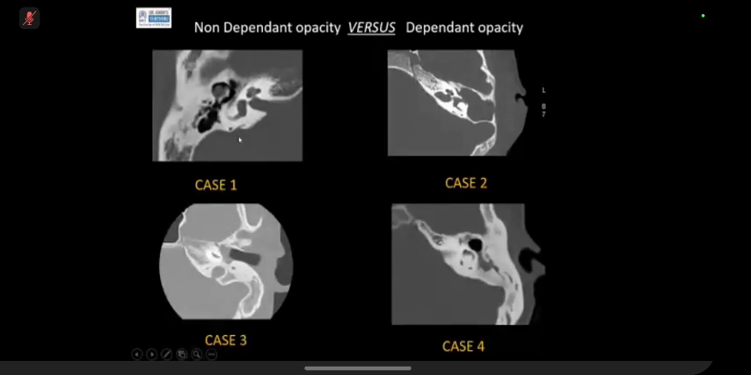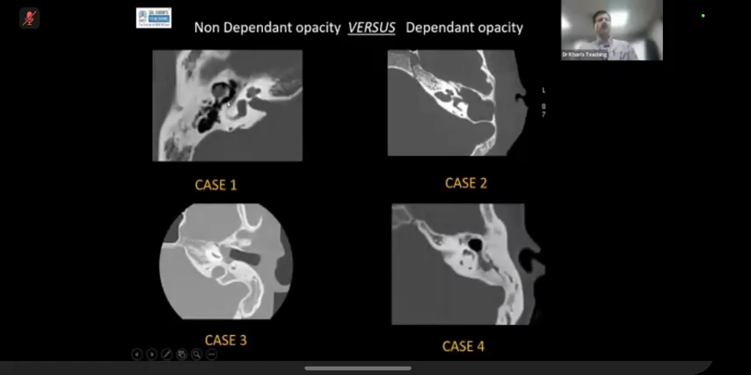There is a soft tissue attenuating lesion in the middle ear cavity abutting the malleus and incus. There is no erosion of the adjacent bone. This is in the dependent portion, and there's no erosion, so it's unlikely to be a cholesteatoma. If you see here, it's vice versa actually. The dependent portion is this one, right? This is non-dependent, and this is classical.